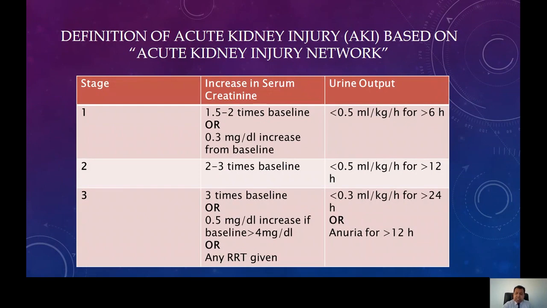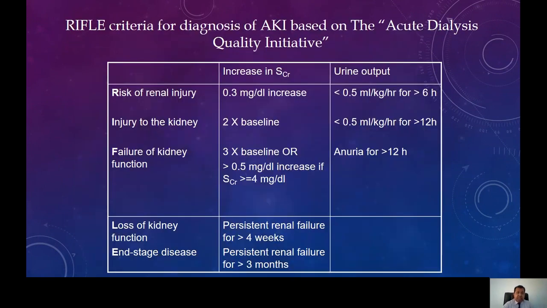If you go into another classification of acute kidney injury, this is the RIFLE classification, the diagnosis of AKI based on the Acute Dialysis Quality Initiative. Again here, the risk of renal injury, injury to the kidney and failure of kidney function is much more similar to AKI stages 1, 2, and 3. Here again, risk of renal injury is stage 1, where we need to identify children. That's why it's very important.